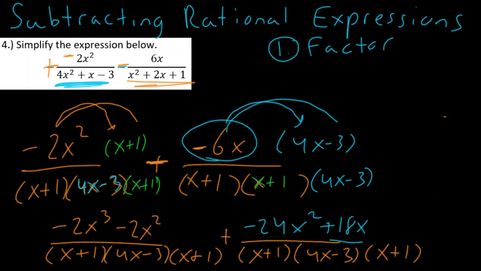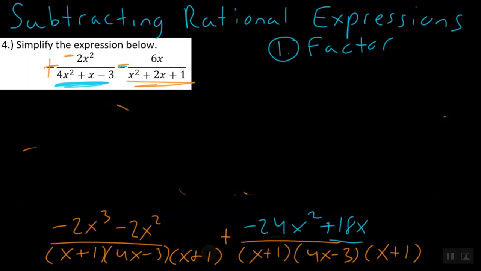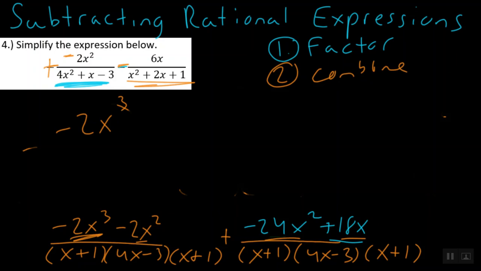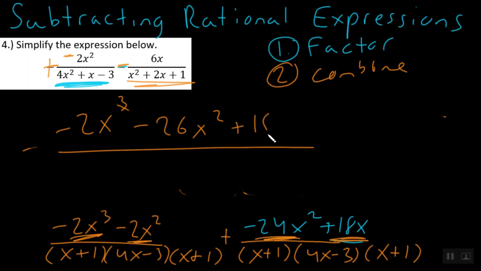Now I'm going to erase things so I can combine them, and I would encourage you to pause the video if you need to. For step number 2, let's combine. We have a negative 2x cubed, and there's no more x cubed, so I write negative 2x cubed. Continuing on, we have a negative 2x squared and a negative 24x squared, which becomes negative 26x squared. There's no other x, so I just put plus 18x. Let's clean that up. Nice and neat.